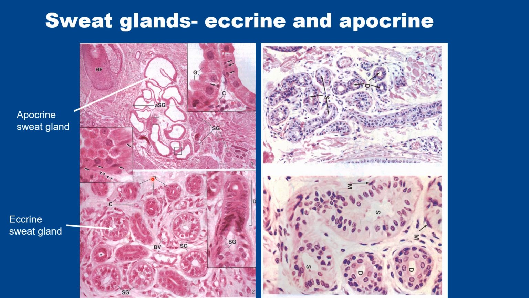So the main difference is the lumen and the epithelial lining. The epithelial lining is a single type of cell, and here there are dark and light cells. The mechanism of secretion in the case of apocrine is the apocrine type, and the eccrine gland has a different mechanism of secretion. Thank you all.